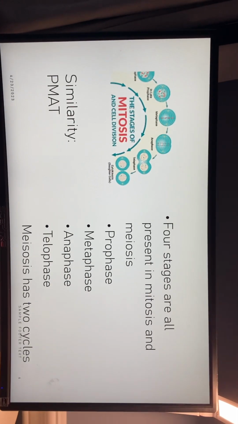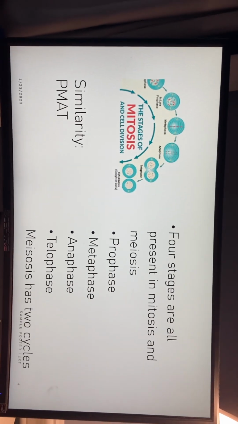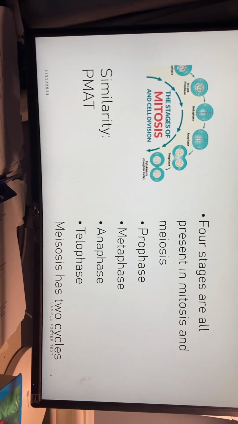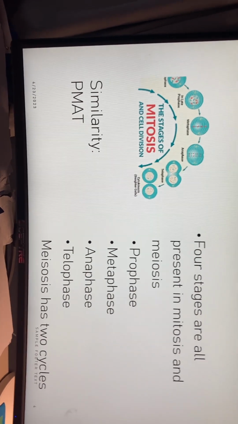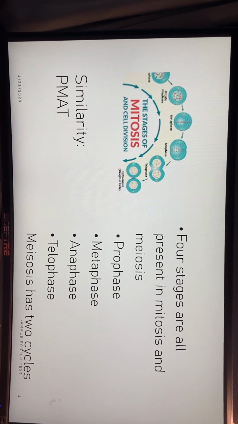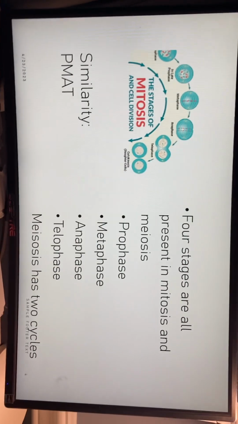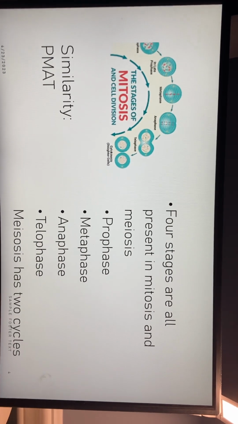Another similarity is that PMAT, the stages used in mitosis and meiosis, are found in both. These stages are prophase, metaphase, anaphase, and telophase. And what's interesting is that meiosis has two of these cycles.